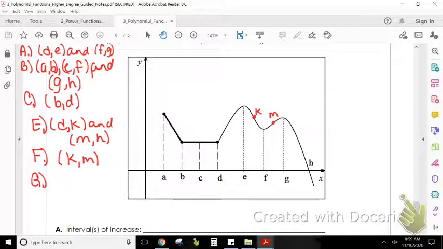G, it has a relative maximum value at x equals E and x equals G. Remember, that's the top point. And H says it has a relative minimum value at x equals F. That's that valley. All right, so that's all of 2.3.